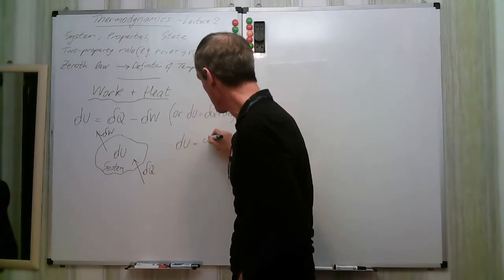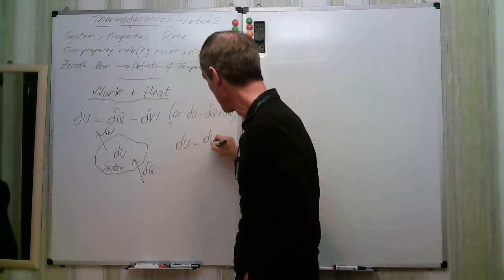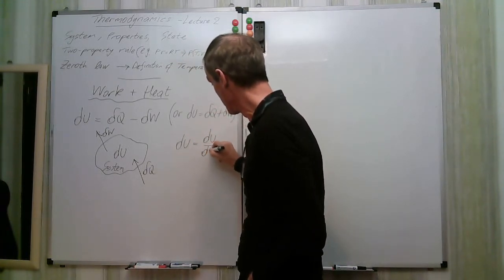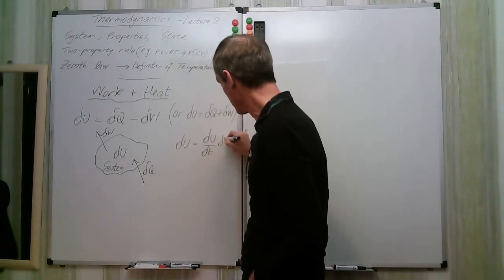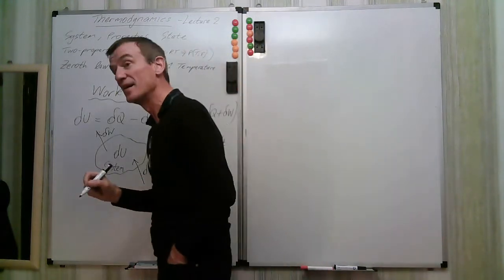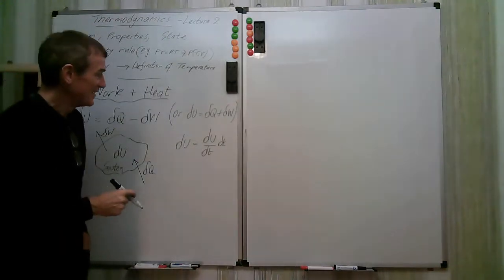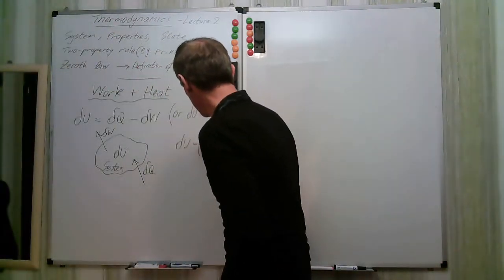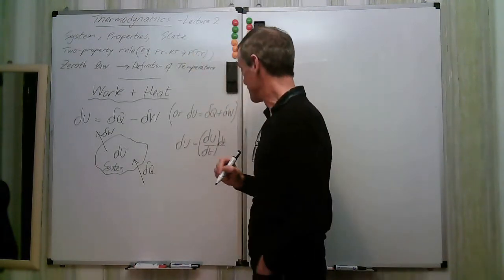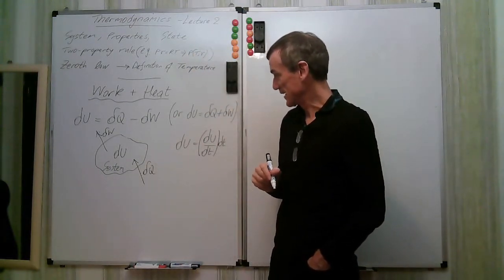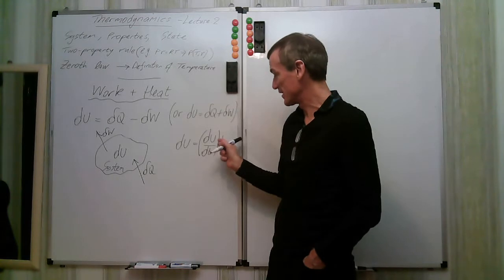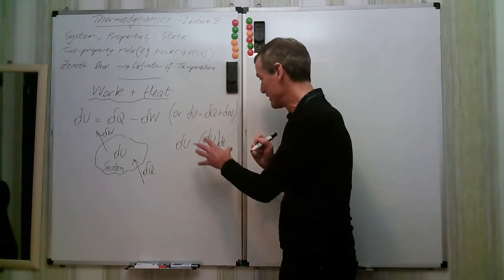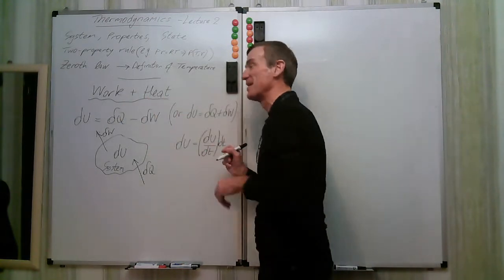That du is the derivative of u with respect to time multiplied by an increment of time, the differential time. So we have du is equal to the derivative of u with respect to time times dt. And that kind of unifies things. We do exactly the same for delta Q.